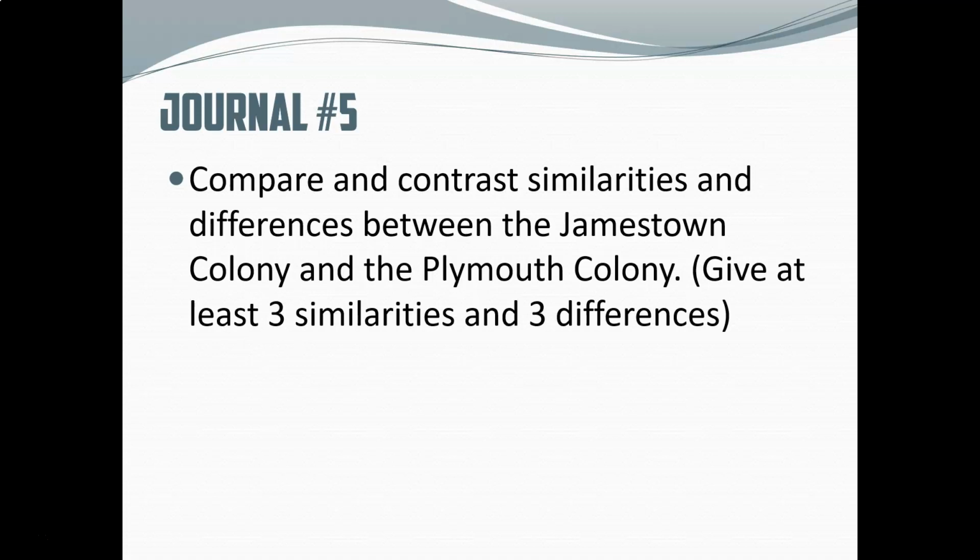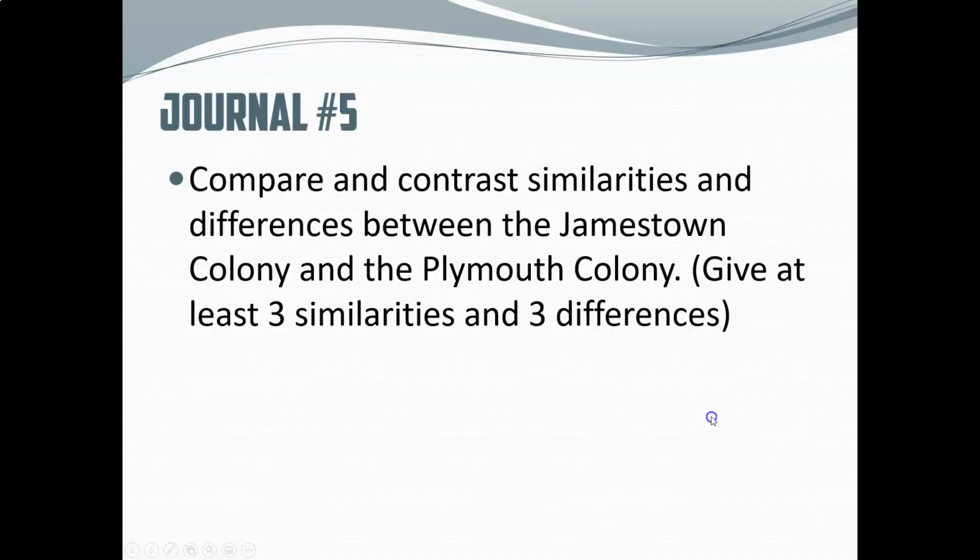Today in your journal, I'd like for you to compare and contrast similarities and differences between the Jamestown colony and the Plymouth colony. Give at least 3 similarities and 3 differences between each of those colonies. You can also use the Massachusetts Bay colony there in place of the Plymouth to give you a few more facts or a few more for your list. You can list these in your journal, just make sure that you've got 3 similarities and 3 differences.